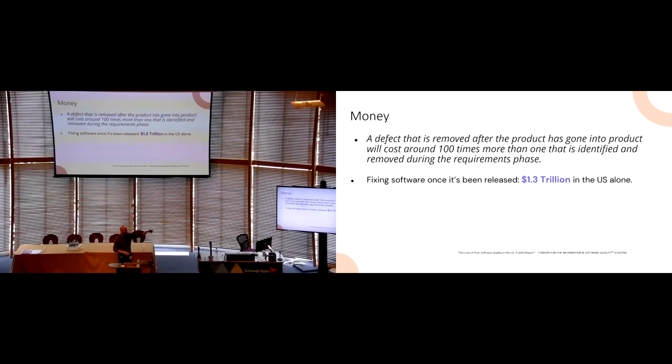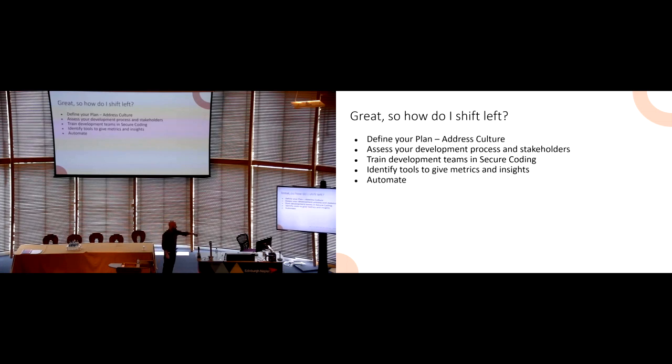So at the top, it's a Ponemon Institute study: a defect that's been removed after the product has gone into production will cost around 100 times more than one that's identified or removed during the requirements phase. There are variations on this, but there's a multiplier there. It's a lot more expensive to fix it later. Fixing software, once it's been released, costs in the US $1.3 trillion. Imagine how much it costs to patch these systems, to get them out, get them up and running. So money is a great motivator for fixing things. Great, I'm sold. How do I shift left?